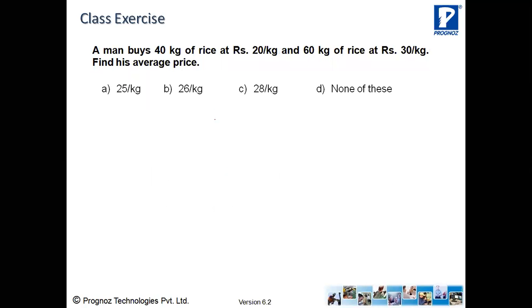Similarly, a man buys 40 kg of rice at 20 rupees per kg and 60 kg of rice at 30 rupees per kg. Find his average price.